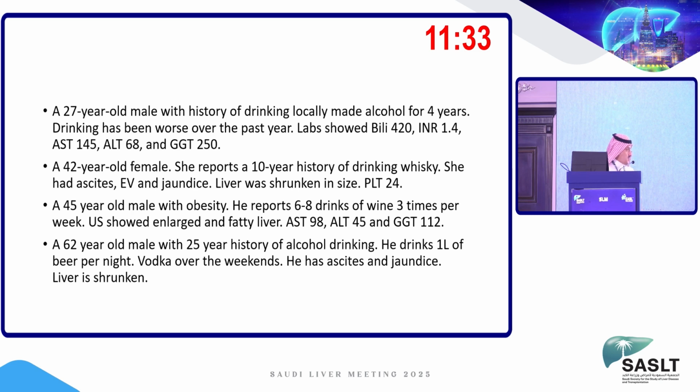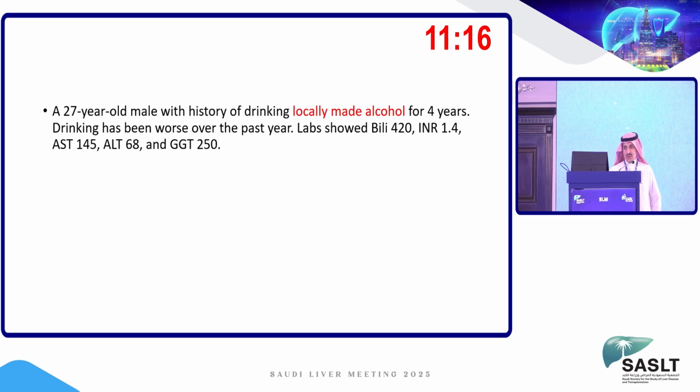The fourth patient was a 62-year-old male. He had a 25-year history of alcohol drinking. He used to drink 1 liter of beer per night, sometimes vodka over the weekends. Again, similar to the second patient, he had ascites, he was deeply jaundiced, and his liver was very small and shrunken. So when we look at the first patient, he was drinking locally made alcohol.